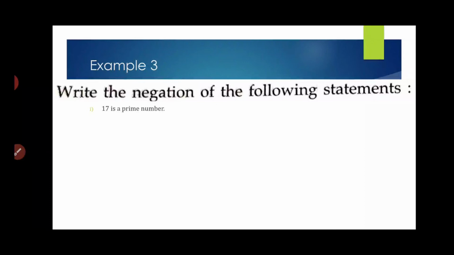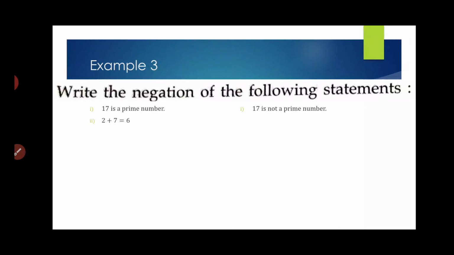So 17 is a prime number, so obviously its opposite will be 17 is not a prime number. Now you would like to write 17 is a composite number. Well, yes, you can write that as well, but writing 17 is not a prime number, using that word not, is very important here. So writing it as 17 is not a prime number makes more sense. Let us take the second one.